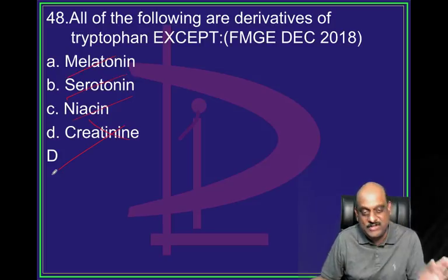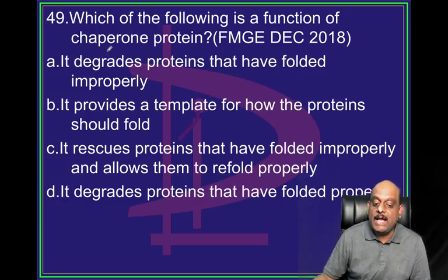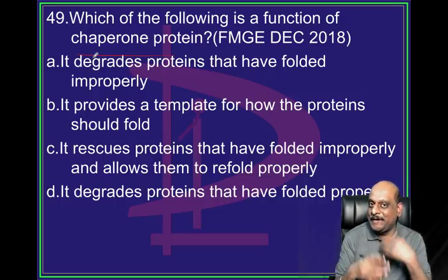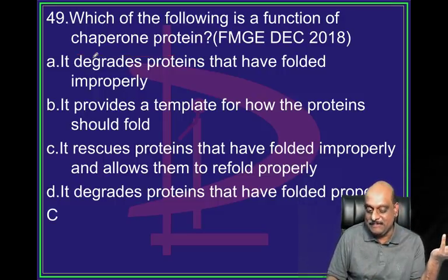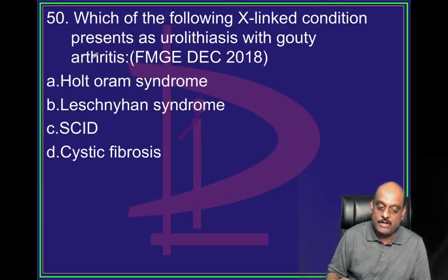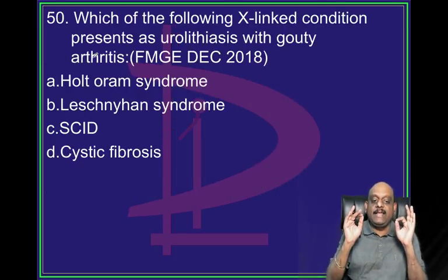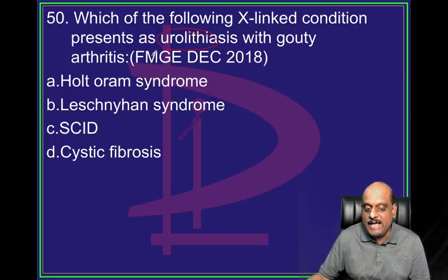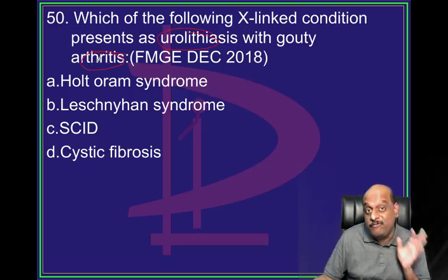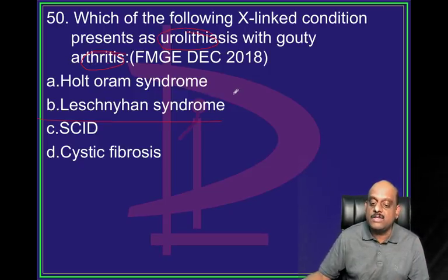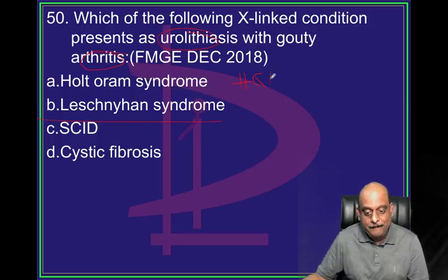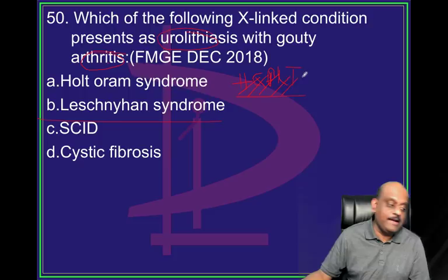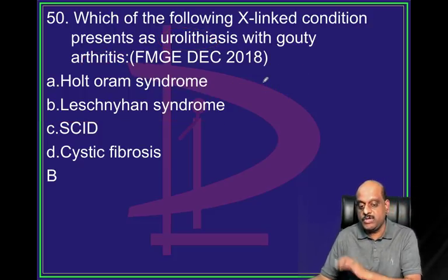That is too much of a biscuit question. What do chaperones do? They correctly fold misfolded proteins. Simple question, biscuit question. Now, doctor, which is an X-linked condition presenting with urolithiasis, gouty arthritis, self-mutilation? Lesch-Nyhan syndrome, due to HGPRT deficiency, hypoxanthine-guanine phosphoribosyl transferase deficiency, is what you need to remember.